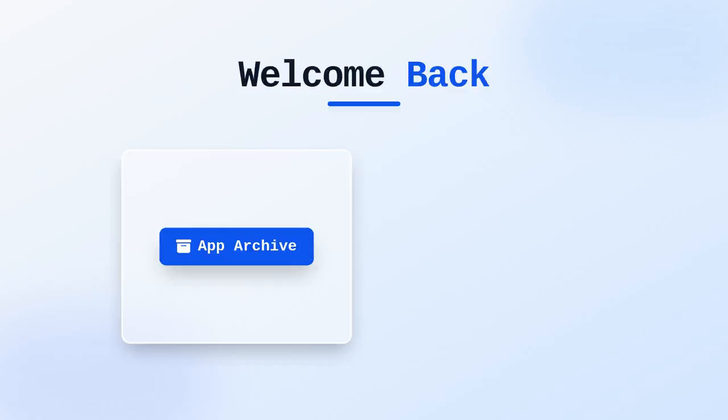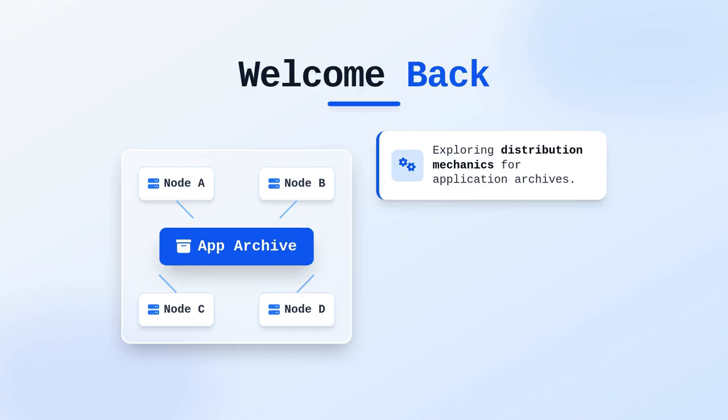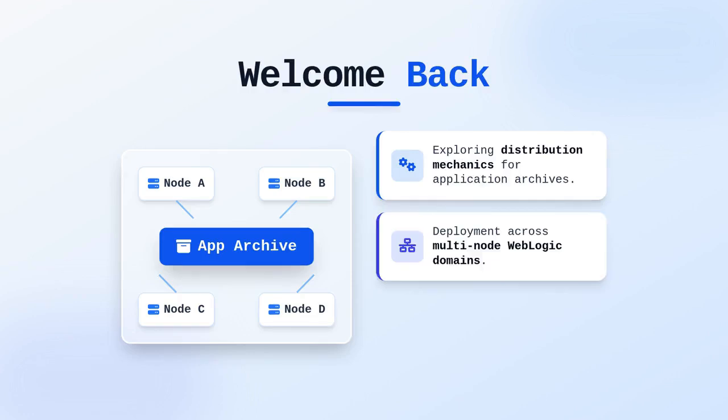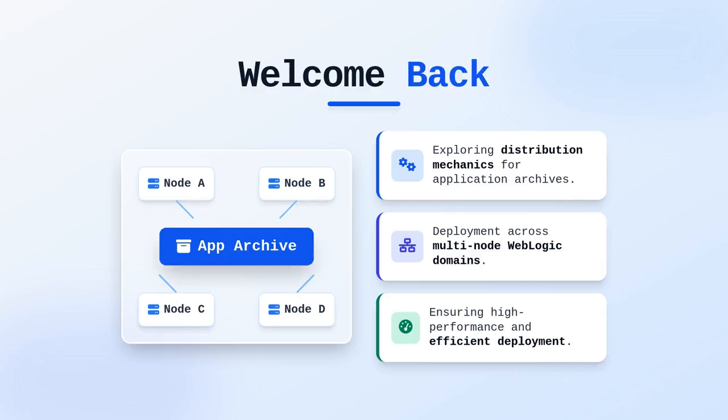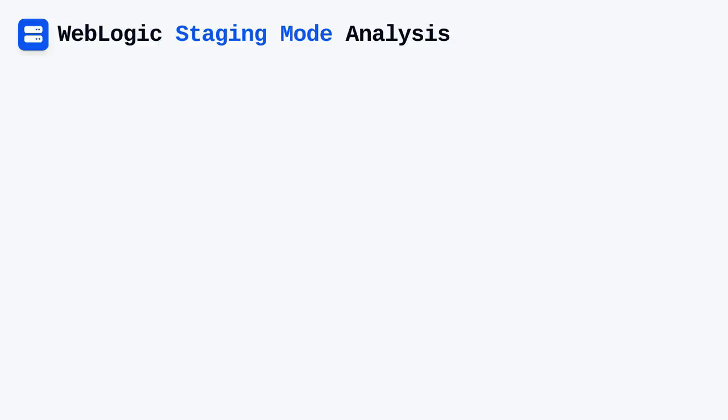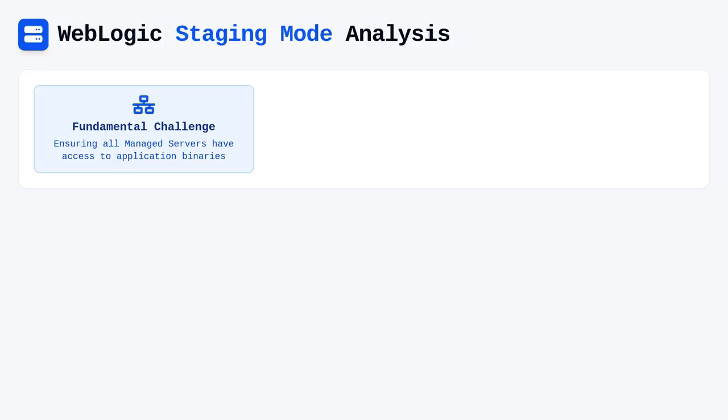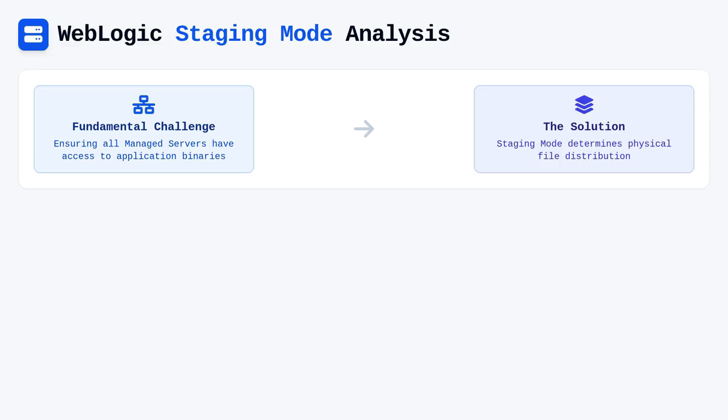Welcome back. In this chapter, we will examine the mechanics of distributing application archives across a multi-node WebLogic domain environment to ensure efficient deployment. When we deploy applications in a WebLogic server cluster, we face the fundamental challenge of ensuring that every managed server has access to the application binaries. The staging mode determines how these files are physically distributed across your infrastructure.